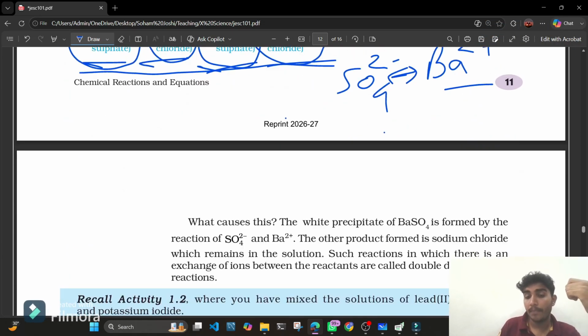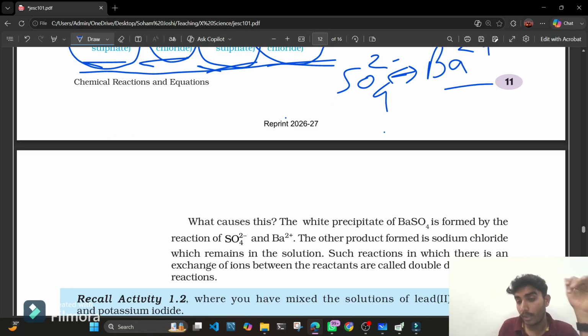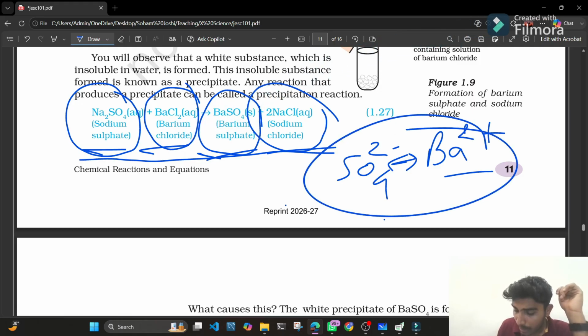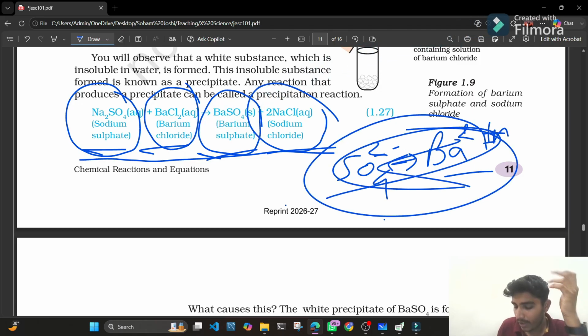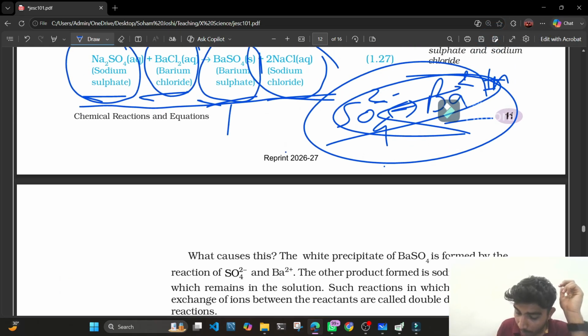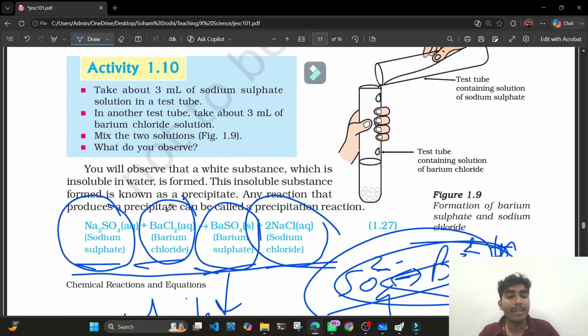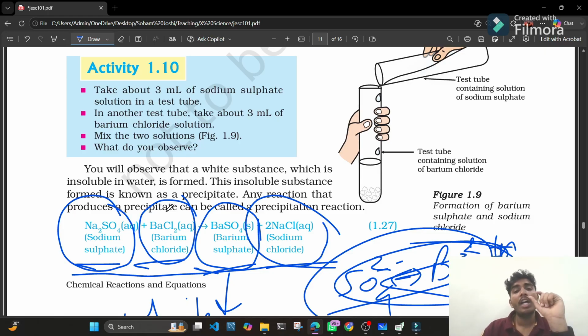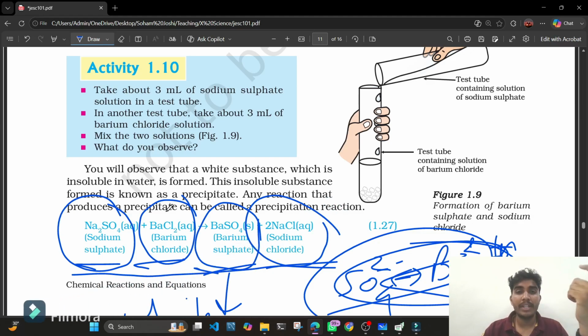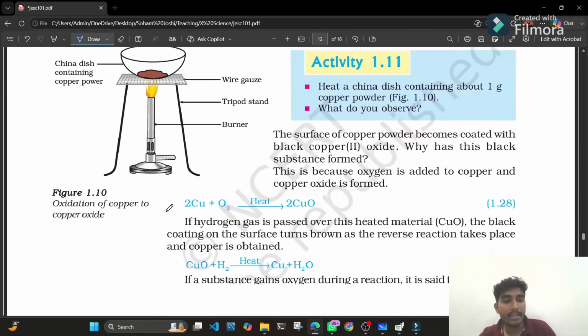So basically the white precipitate of BaSO4 is formed by the reaction of SO4 2- and Ba2+। ये दोनों साथ में आके, क्योंकि ये प्लस था ये माइनस है, मिक्स हो जाता है। ये 11th में तुम सीखोगे। That is, barium sulfate is formed, and barium sulfate is a white powder for your information. When an insoluble substance is formed, basically a powder or something like that, it is known as a precipitate, and that is why the reactions in which precipitate is formed are called precipitation reactions, because precipitate is formed in this example particularly.